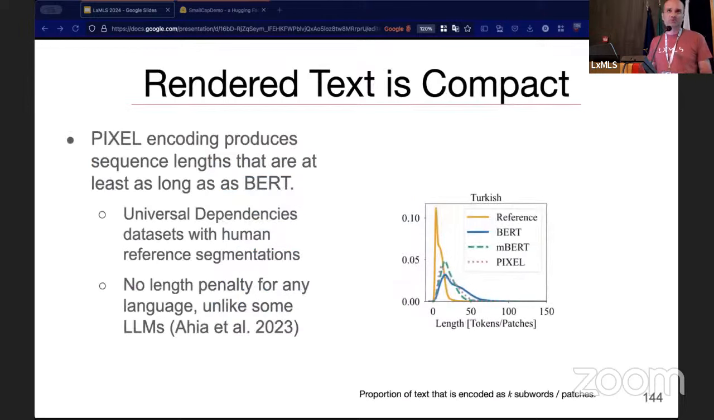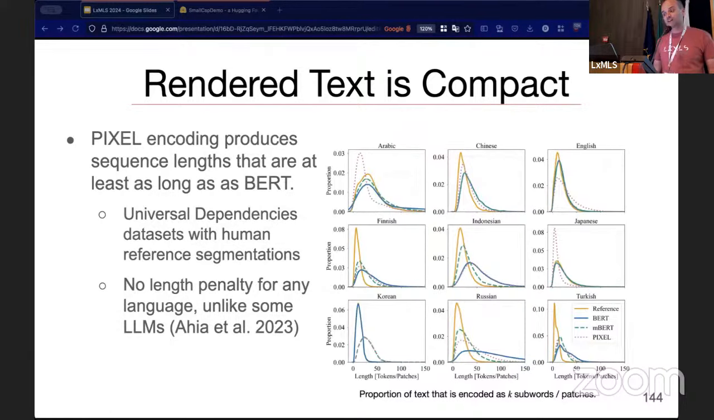The first criticism you could level is that the rendered text is going to be huge. But pixel encoding produces sequence lengths that are similar in length to BERT-style models. So here I'm showing you an example. This is from the Universal Dependencies dataset. The reference segmentations come from humans. And this is for Turkish. On the x-axis, we have the number of tokens or patches. Yellow is the reference, so none of the segmentation approaches or tokenizers are close to that. But Pixel in the pink dotted line is competitive with BERT and MBERT.